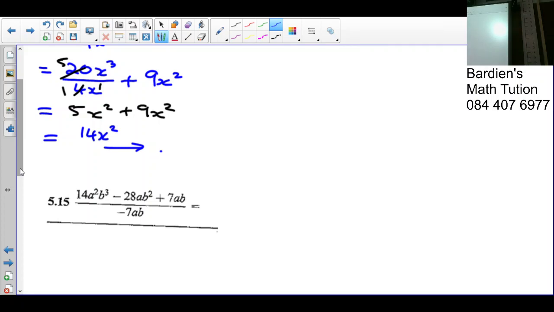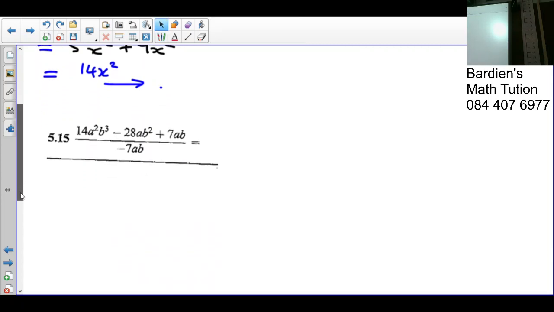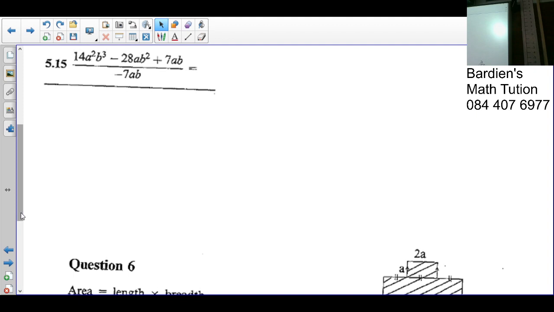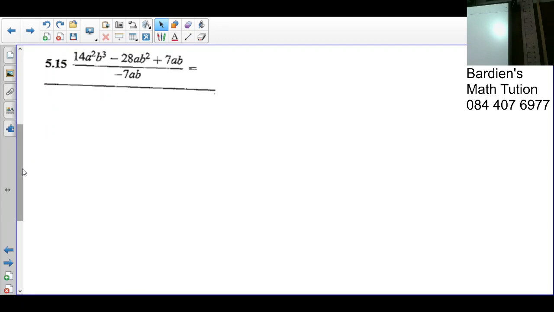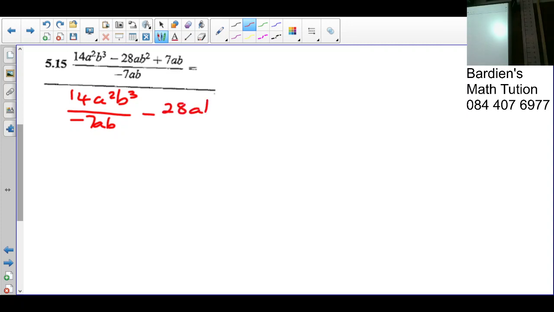In 5.15, are there like terms in the numerator? No like terms. So what do I do here? Separate it. Put each one over its own denominator. So it's going to be 14a squared b cubed over negative 7ab minus 28ab squared over negative 7ab plus 7ab over negative 7ab.